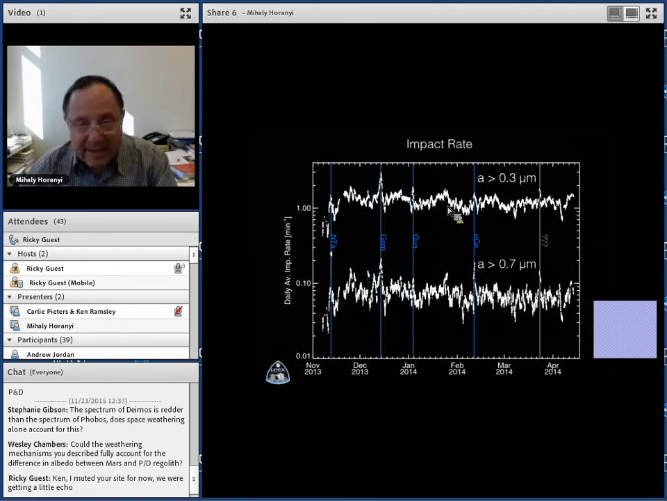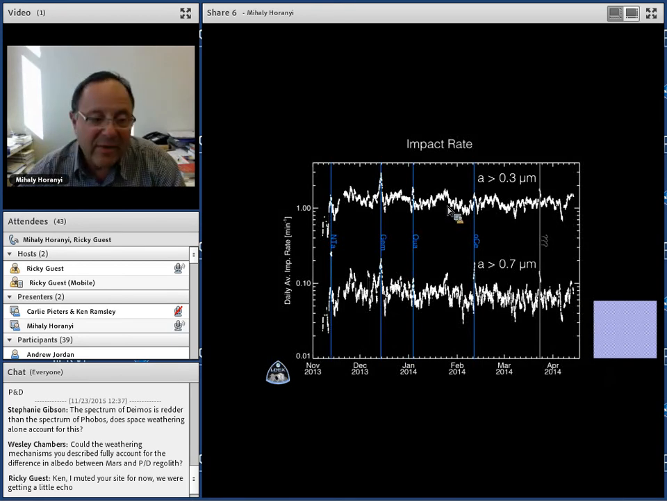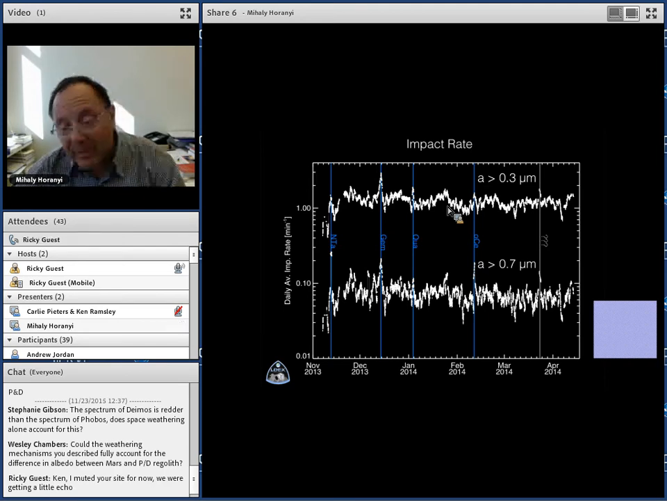The results are shown in this slide, which is time versus the daily average impact rate. We managed to have about a hit a minute for particles at least as big as 0.3 micron in radius, and maybe 1 every 10 minutes of particles that were bigger than 0.7 micron in radius.